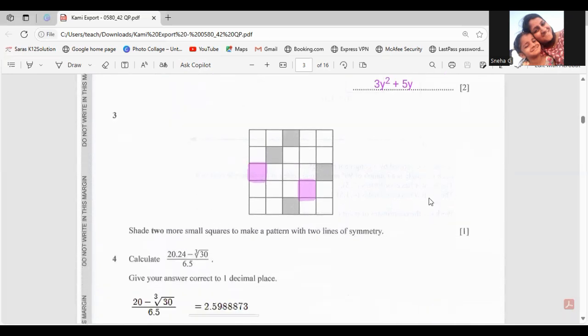The third question is to shade two more small squares to make a pattern with two lines of symmetry. The boxes given in gray were already shaded. As an answer, I have shaded two more boxes with pink color, as you can see. On shading these two boxes, this shape now has two lines of symmetry. We can get those lines when we draw the lines diagonally.